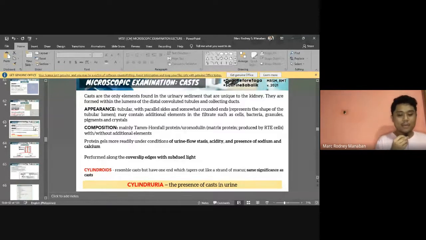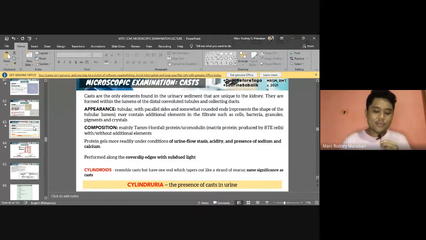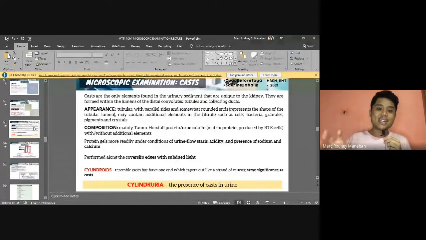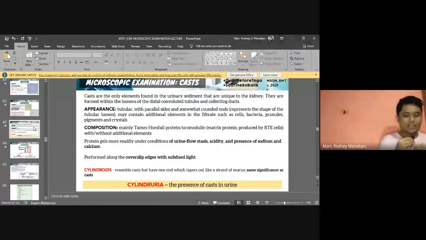Because the casts are formed in the kidneys. So the presence of these casts in your urine could indicate that there is a pathologic condition affecting primarily your kidneys, especially the nephron, especially the tubules. Again, casts are usually formed within the lumens of your distal convoluted tubule and collecting duct. Okay, take note of that.